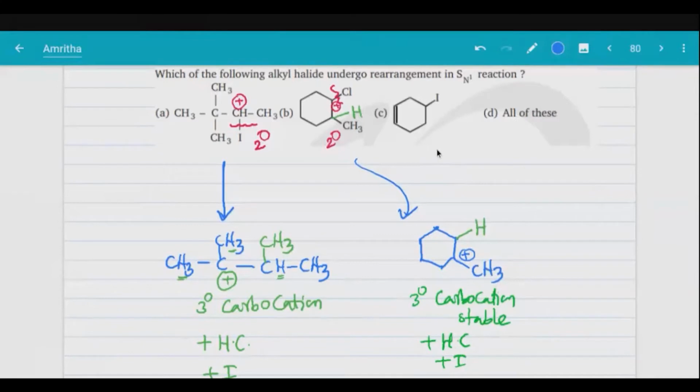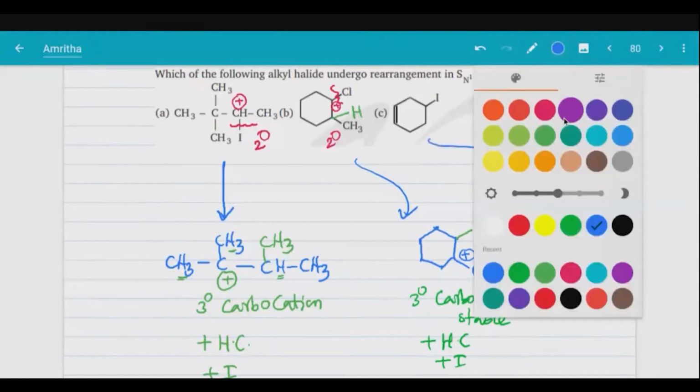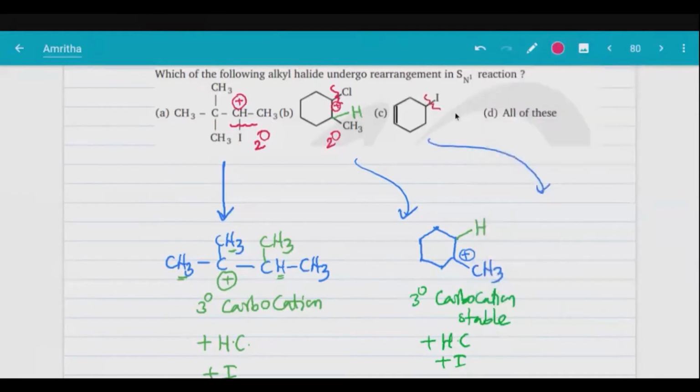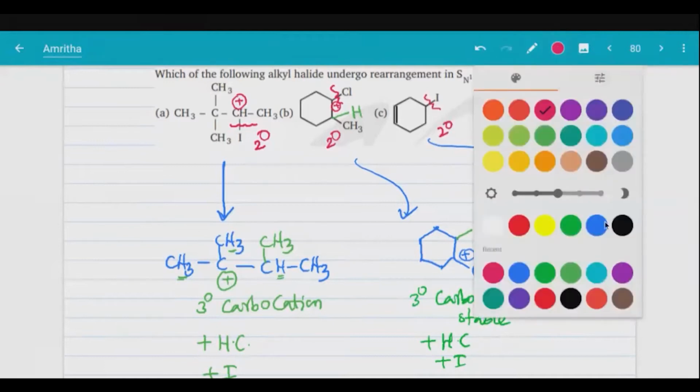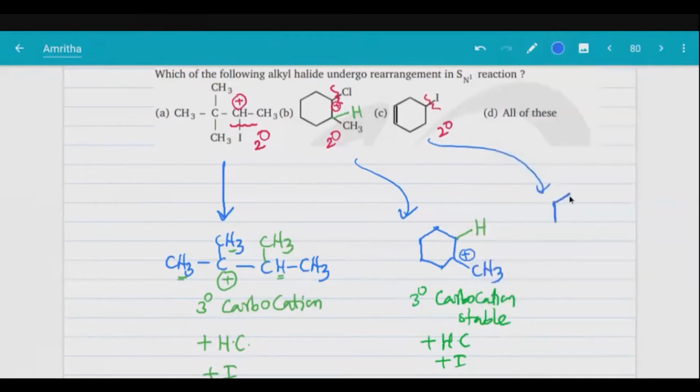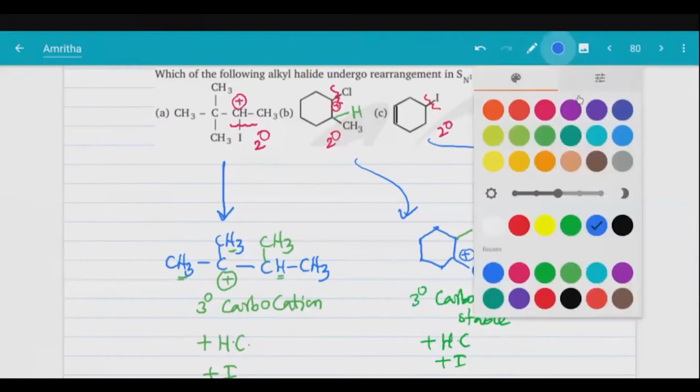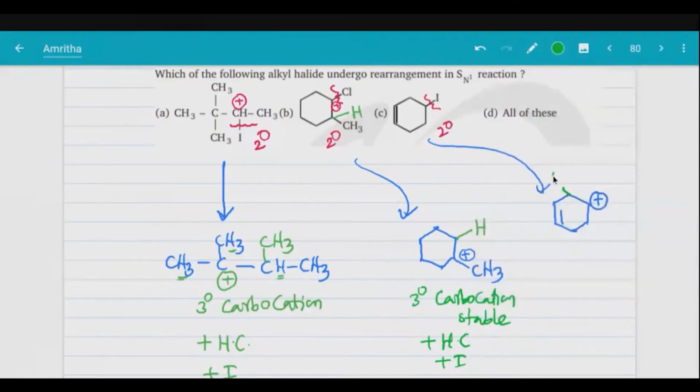Fine, right. So option C, what I'll do? See, I'll break this. Okay, secondary carbocation. There is a positive charge. Okay, but if I shift one of the hydrogens, there are two hydrogens here. You shift any hydrogen, you will get again secondary, but there is extra stability with resonance. See, if I shift this, what I'll get? I'll get allyl carbocation.